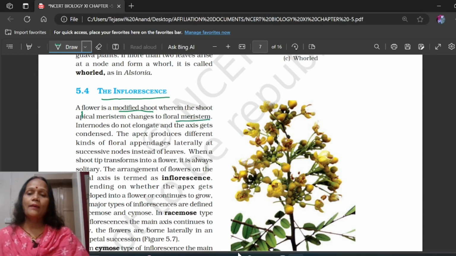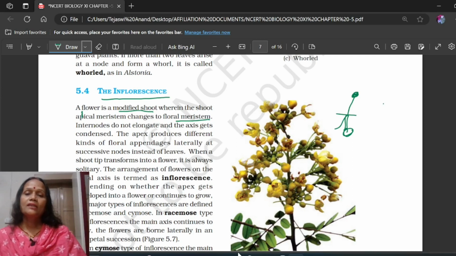You understand that we have always studied the shoot apical meristem, the area at the top of the shoot. There are the root tip and the shoot tip. I have many times discussed with you that the last portion of the root is known as the root tip, and the uppermost portion of the shoot is called the shoot tip, and meristematic division is found in this area only, where all the divisions take place. So when the shoot apical meristem changes into floral meristem, it becomes a flower, the internodes don't elongate and the axis gets condensed. So the apex produces different kinds of floral appendages.